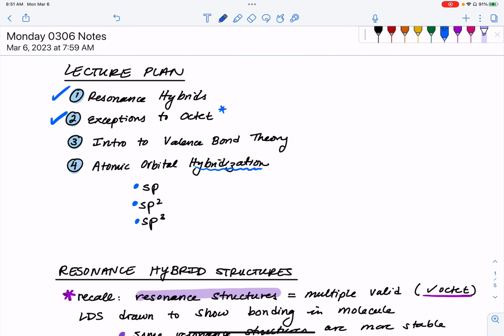All right, in our next video, we are going to move away from the Lewis model and instead move into a more quantum mechanical founded model of bonding called valence bond theory. So I'm going to introduce valence bond theory to you, and then we're going to talk about some of the main ideas and results that come from valence bond theory to wrap up lecture today.